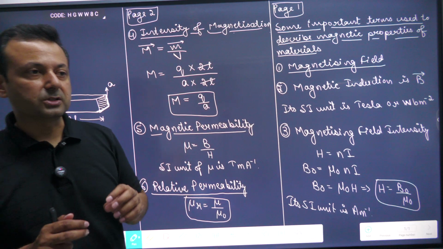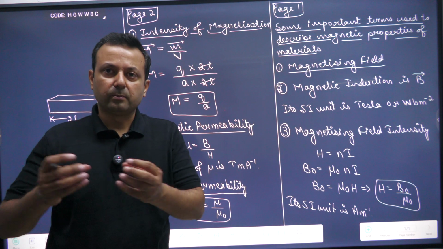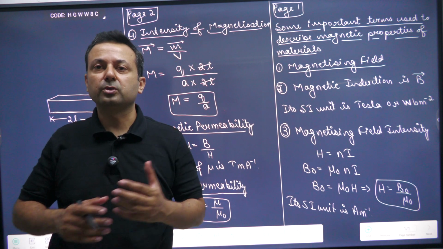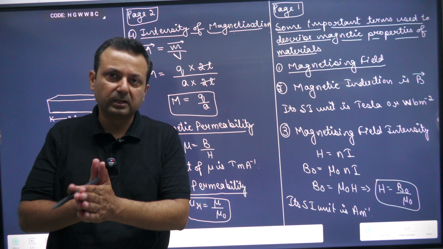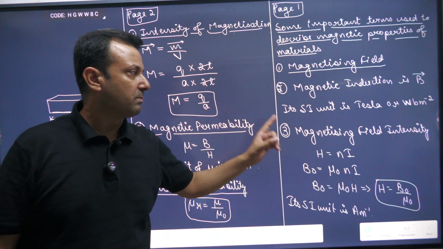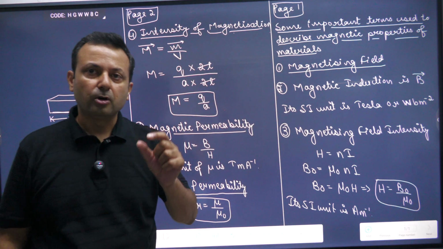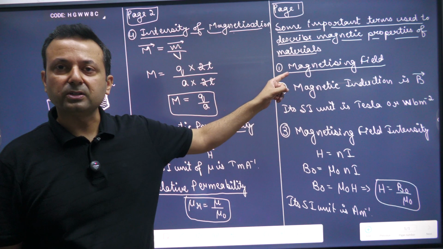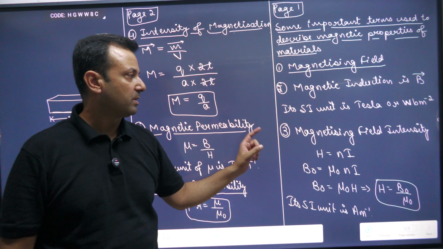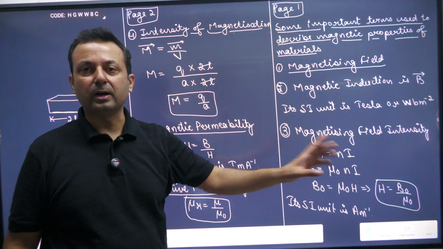Magnetic induction is the sum of the magnetizing field plus the field which gets produced in a magnetic material. So the sum of both those magnetic fields is called magnetic induction B vector. Third is magnetizing field intensity. Magnetizing field intensity is the ability or capacity of this magnetizing field to induce magnetism in a magnetic material. This is given by H. H is equal to N into I.